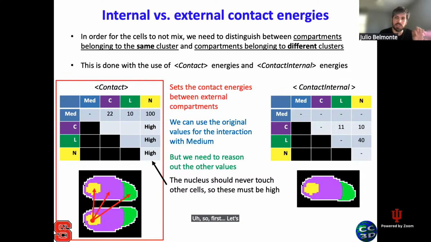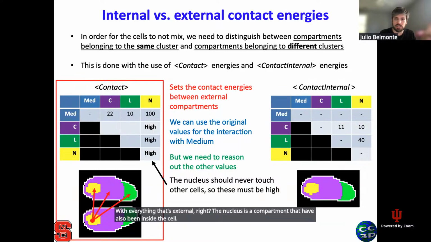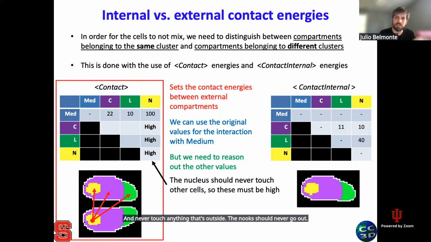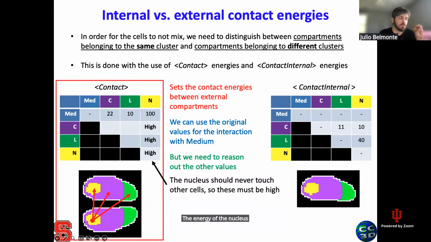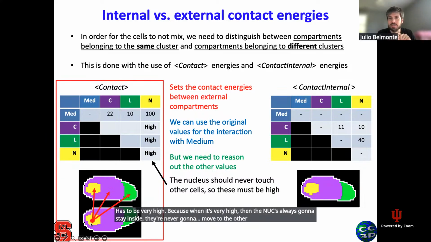So first, let's start with what should be the contact energies of the nucleus with everything that's external, right? The nucleus is a compartment that has to be inside the cell and never touch anything that's outside. The nucleus should never go to the outside of the cell. It has to always be internal, okay? So because the nucleus is always internal to the cell, we can say that the energy of the nucleus with every compartment that belongs to a different cell has to be very high. Because when it's very high, then the nucleus is always going to stay inside and never going to move to the other cell. Does it make sense?